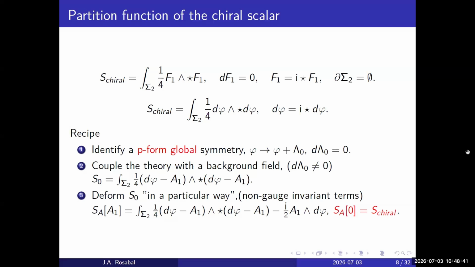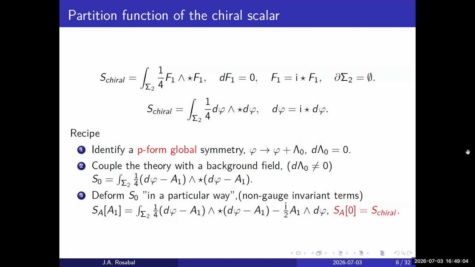And what you do is you introduce a one form to compensate the new symmetry of the new theory. This is a different theory. I'm going to use this theory, actually, not this one, to compute the partition function of this theory. This is an auxiliary theory, and this is the third step.